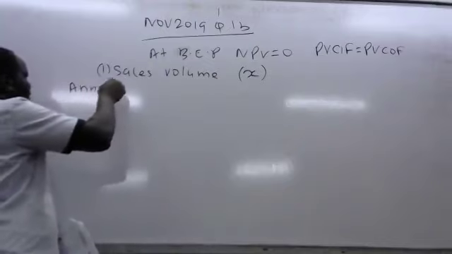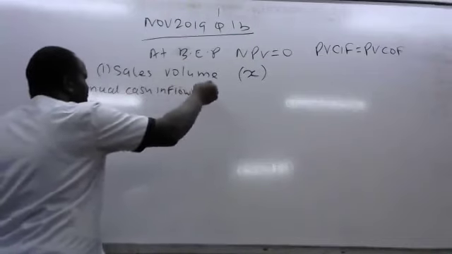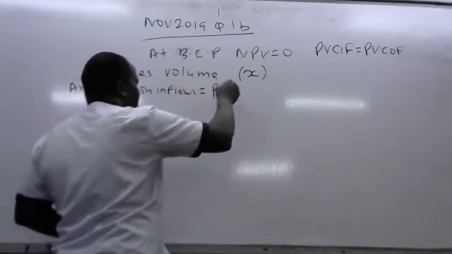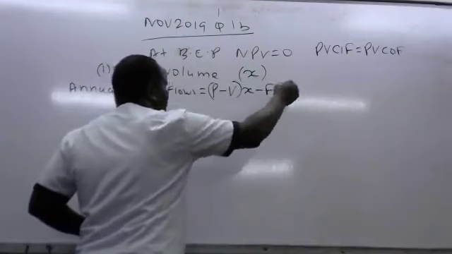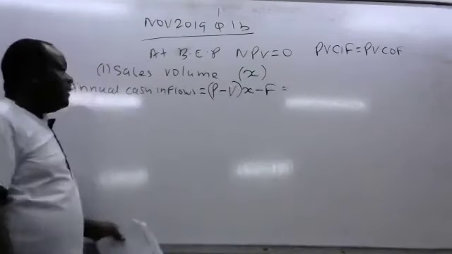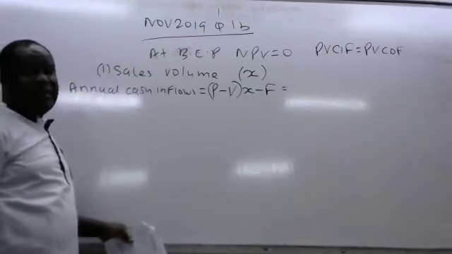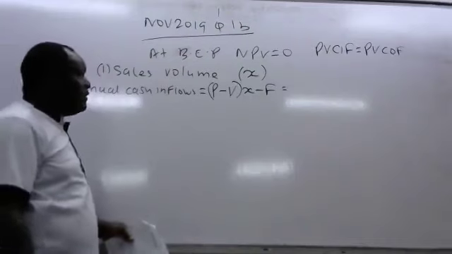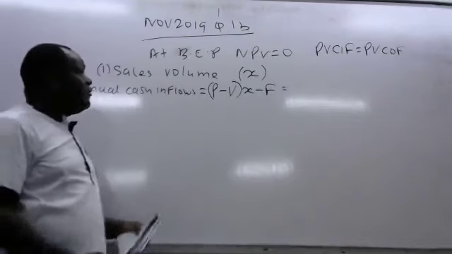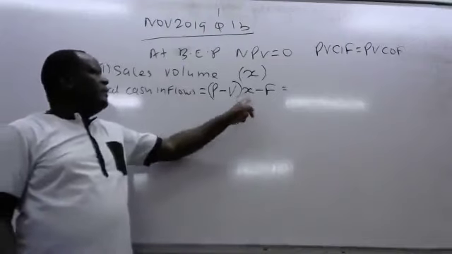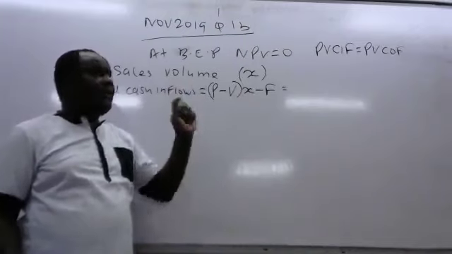So to get the annual cash inflows, it is given by (P minus B) times X minus F. So P is the selling price per unit, B is the variable cost per unit, X is the number of units, but F will be the total fixed cost. But we are saying that we are dealing with the sales volume. Sales volume is the number of units, which is our X.